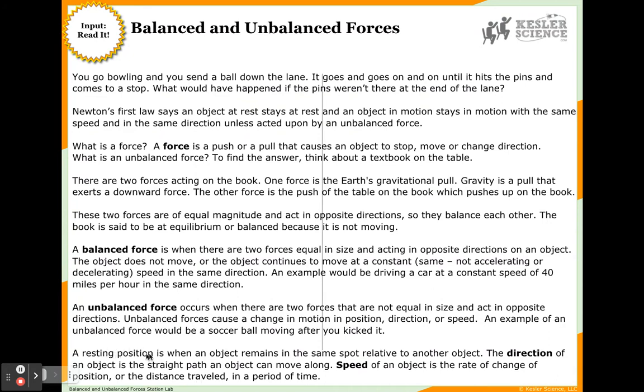A resting position is when the object remains in the same spot relative to another object. The direction of an object is the straight path an object can move along. Speed of an object is the rate of change of the position or distance traveled in a period of time.